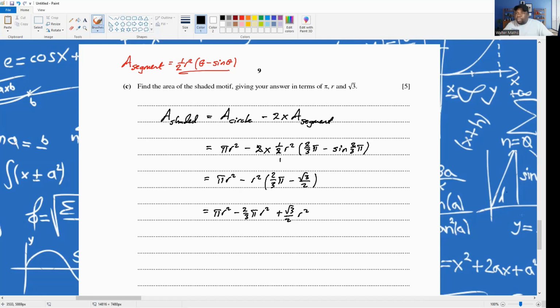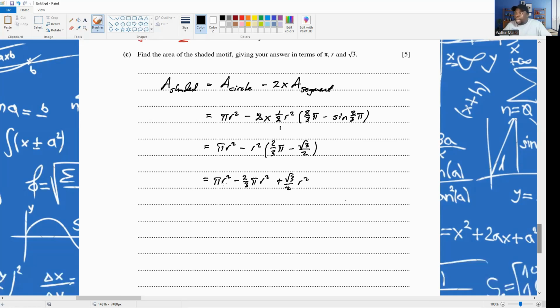Now we know here that pi r squared minus 2/3 pi r squared is a third pi r squared. So we have a third pi r squared plus √3/2 of r squared. All right, that should give us a final answer of a third pi plus √3/2, times r squared, just after factoring out the r squared. So that's what they want. They wanted the answer in terms of pi, r and √3. So pi, r, √3, we have them. So that's what I would get for this particular question. So that's how we do it.